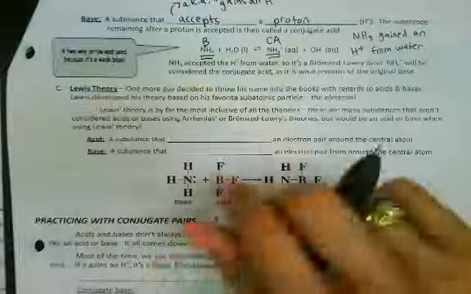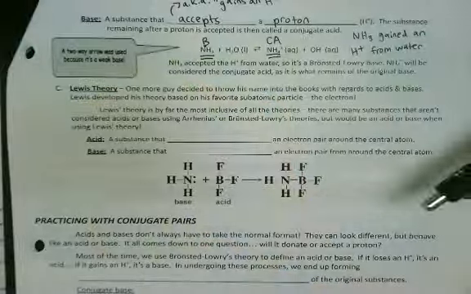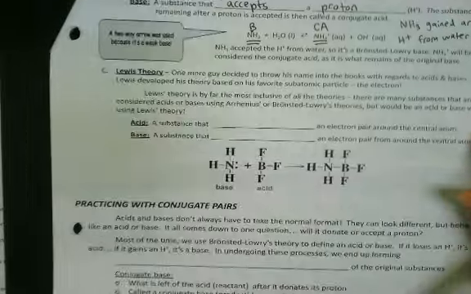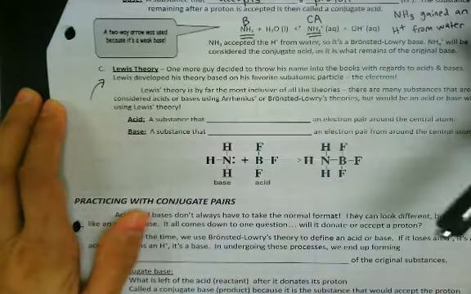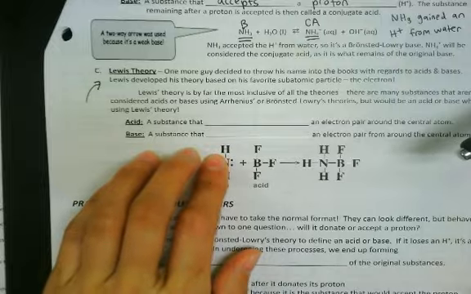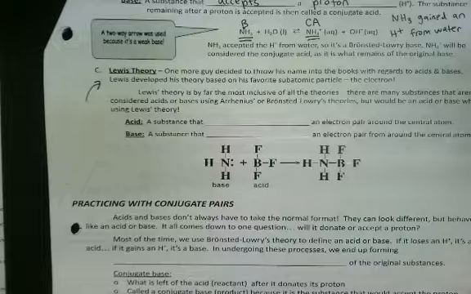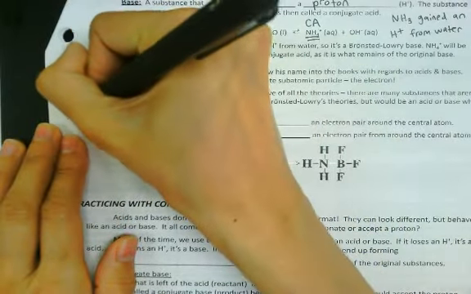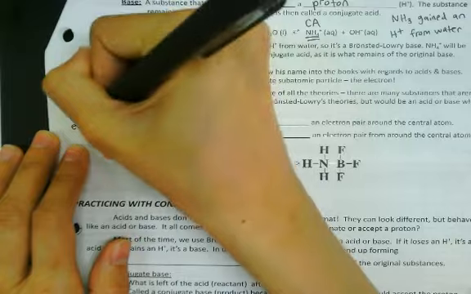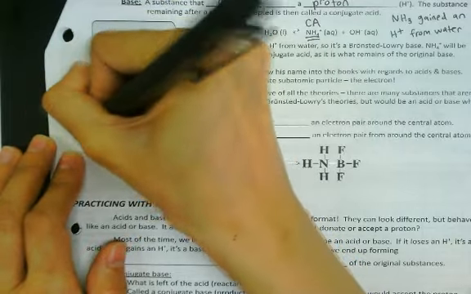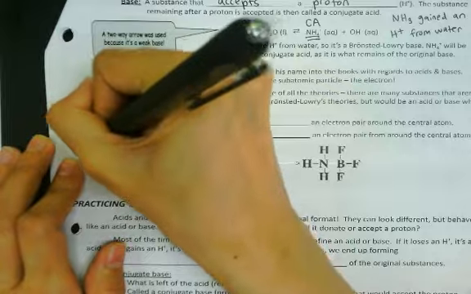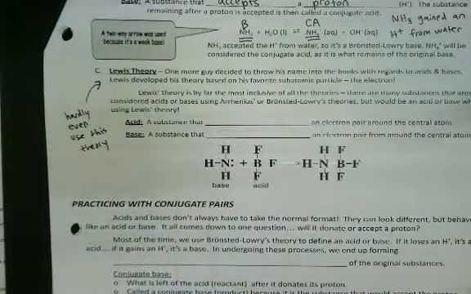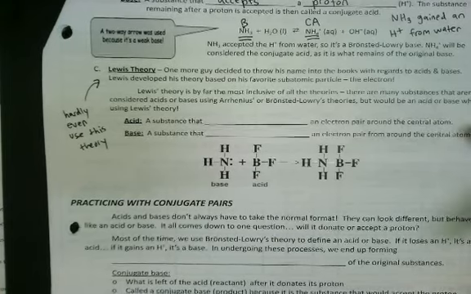So the last theory we're going to talk about before we start practicing with these conjugate pairs is the Lewis theory. We don't use this theory all that much, but you do need to be familiar with the definitions of a Lewis acid and a Lewis base because you may be tested on that. Okay? We hardly ever use this theory. But I do still want you to know the definitions because we might ask you a question about the definitions of a Lewis acid or a Lewis base.